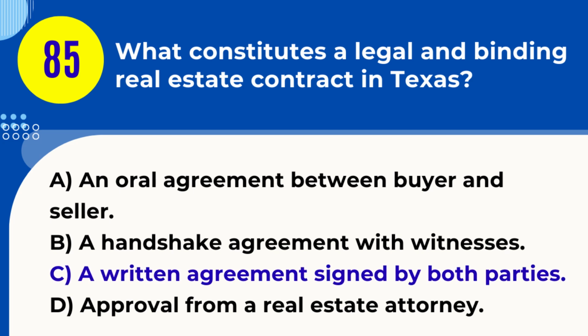Answer. C. A written agreement signed by both parties. Explanation. For a real estate contract to be legal and binding in Texas, it must be in writing and signed by both the buyer and seller. Oral agreements are generally not enforceable for real estate transactions.